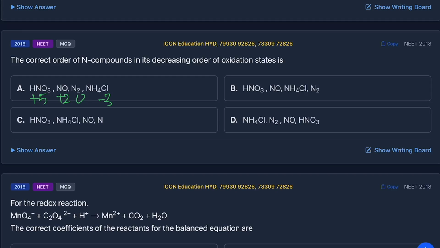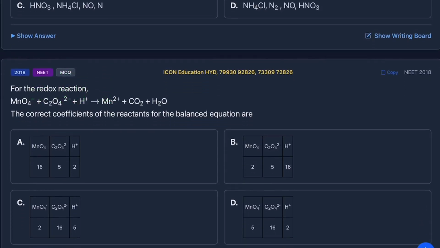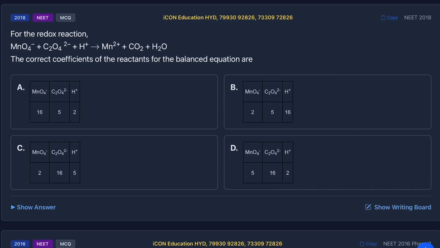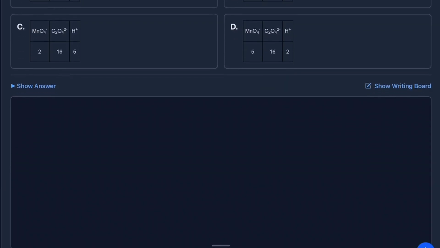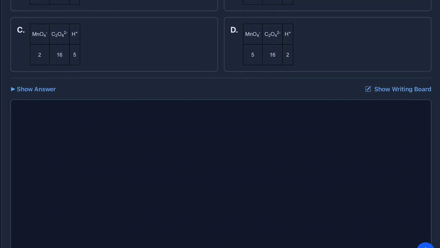Next, we are moving towards the next question. For the redox reaction MnO4 minus plus C2O4 2 minus plus H plus gives Mn 2 plus plus CO2 plus H2O, find the correct coefficients of the reactants for the balanced equation. Here they are asking for the coefficients. For that, what do we have to do? We have to do the oxidation and reduction half reactions here.